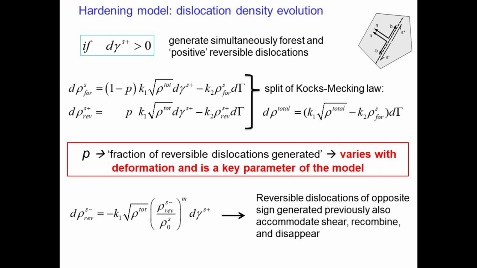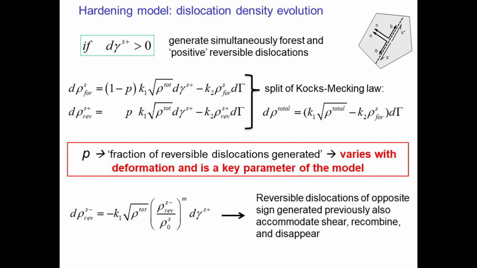So as you produce dislocations, you are going to say what fraction of these dislocations will be reversible and which fraction is going to tangle and become immobile, let's say. And so that parameter is P, and the other is 1 minus P. At the beginning, P is 1, which means that all the dislocations will be reversible. And as the deformation proceeds, the reversibility is going to decrease and decrease and decrease. It's going to go to 0. If you add these two things, you get the Kocks-Mecking law.